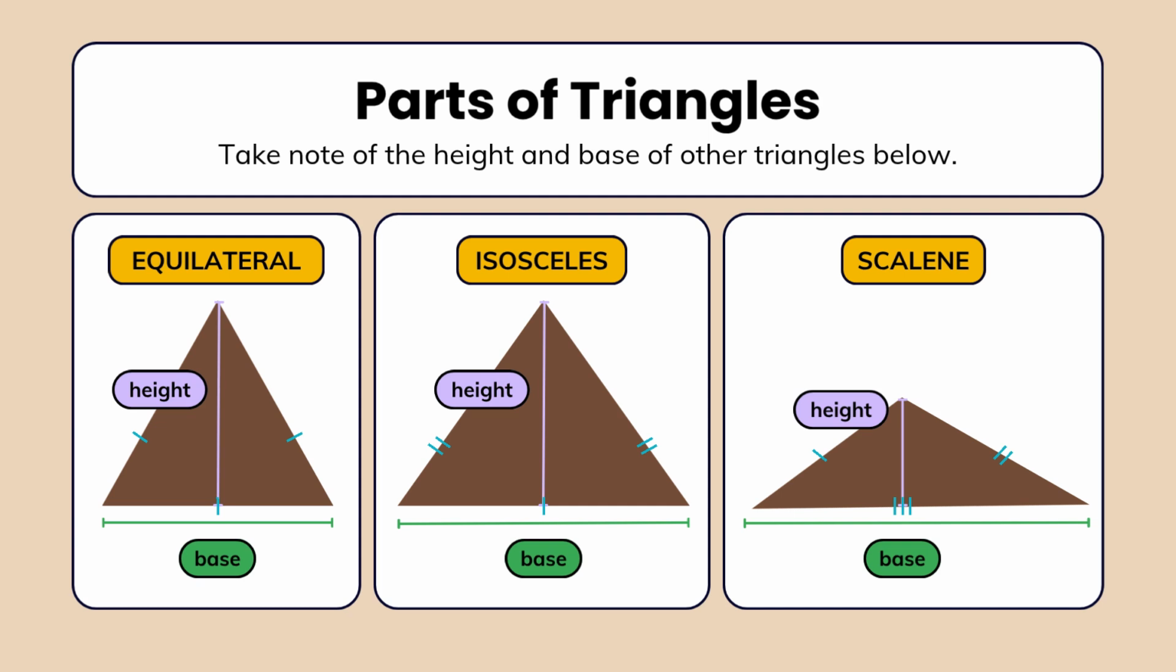Triangles don't all look the same. We have equilateral triangles, where all sides are equal, isosceles triangles, where two sides are equal, and scalene triangles, where no sides are equal. But guess what? No matter what triangle it is, we always find the base and the height the same way. And we always use the same formula to find the area.